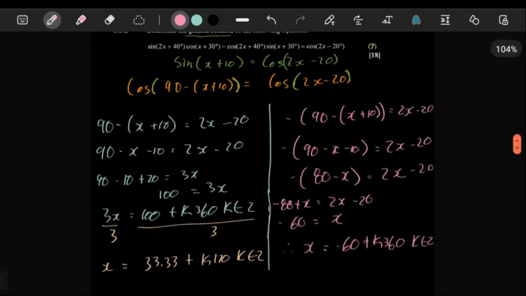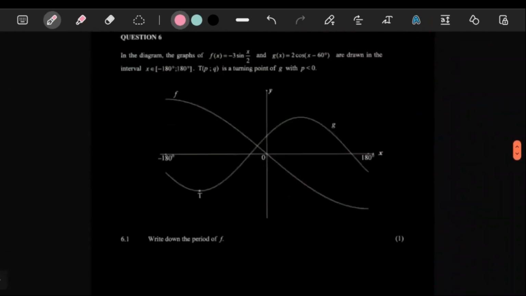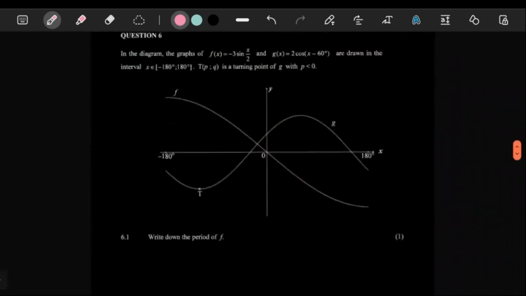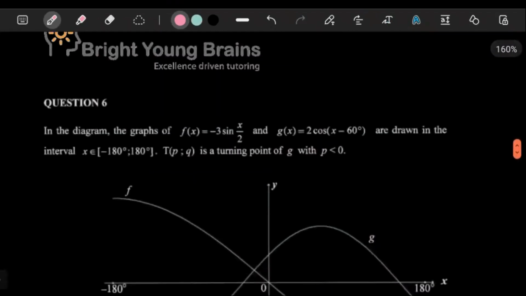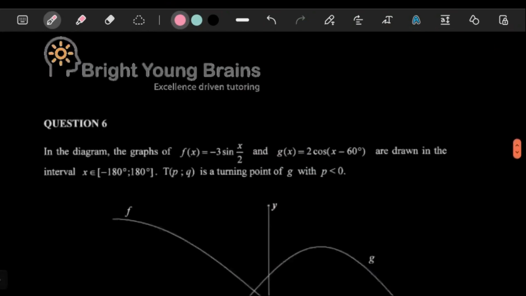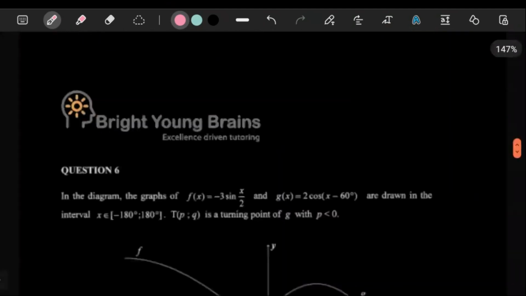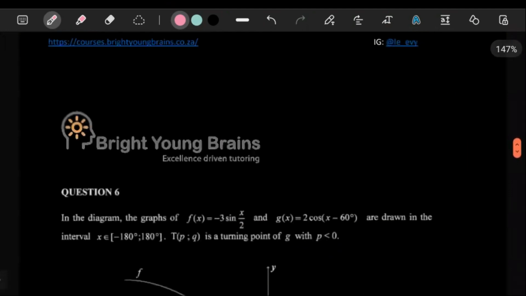So let us move on to the next question, which is this question. Anyways, we are here at question number 6. It is clearly a trigonometry question. It is trig graphs. What chapter is this in the course? I think trig graphs is chapter 3 in the online course for trigonometry on the website. So the link to that is in the description.